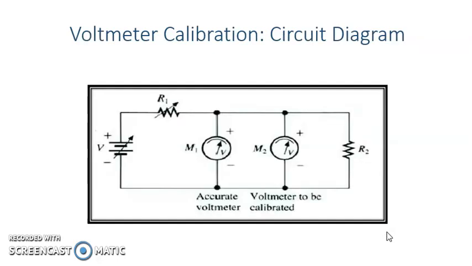The second part is the voltmeter calibration. The circuit diagram is shown here. We can see that is a variable voltage source, variable resistor and a load resistor R2. The two voltmeters are connected in parallel. One is an accurate voltmeter and the other one is the inaccurate one. The inaccurate one in our practical cases will be the one which is PMMC based. Accurate one will be the DMM used as a voltmeter.